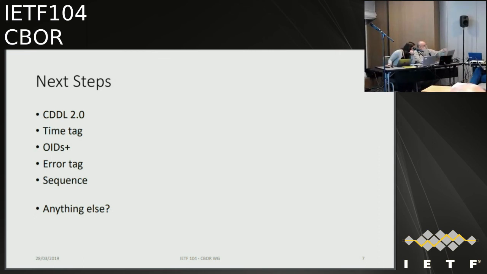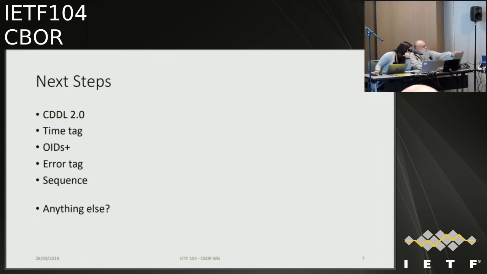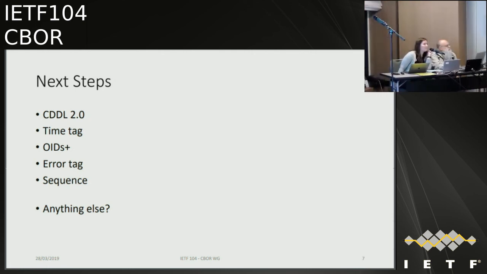We have the evolution of our core documents, which is only the CDDL, the 2.0 CDDL. We have the housekeeping stuff. And we have the 3 buckets of tags: the ones that we want, the ones that the IETF wants, and the ones that other people want.